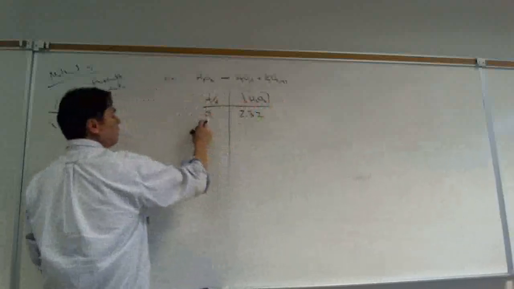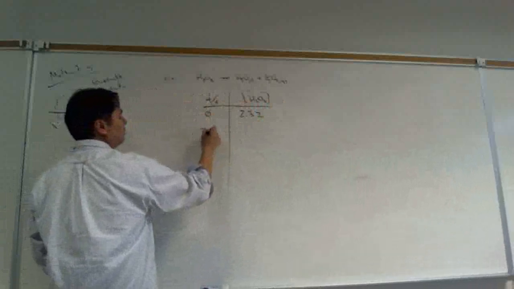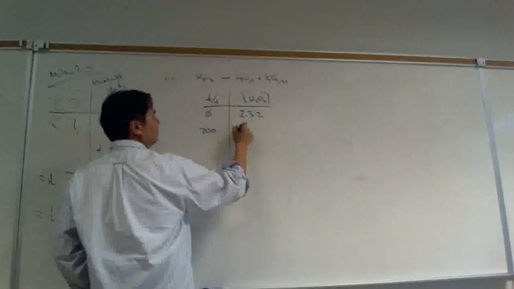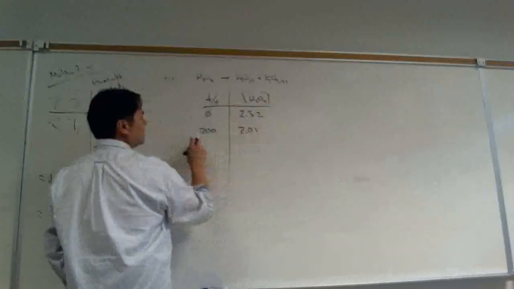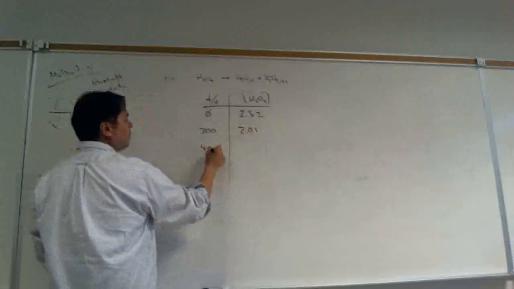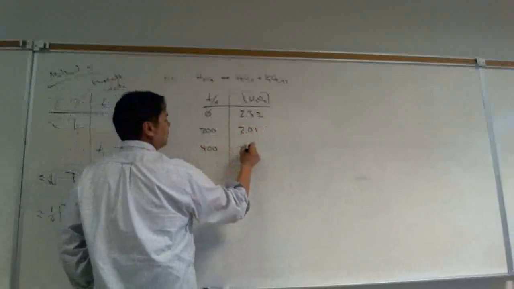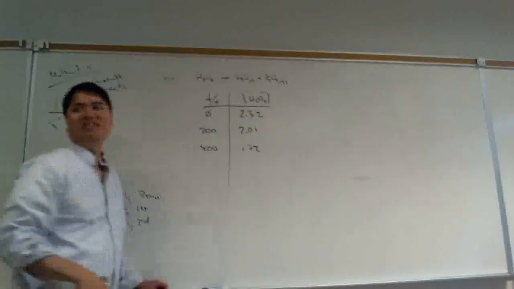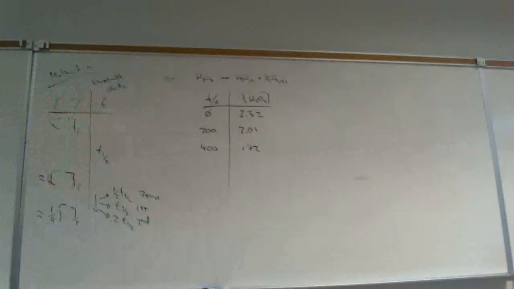All right, the next time, 200. 200 and 2.01. And the next time, 400. 400 and 1.72. All right, let's stop. I'm only going to use the first 3 data points right here.